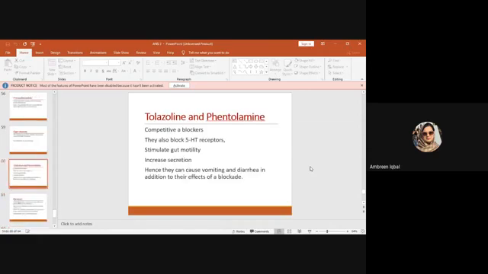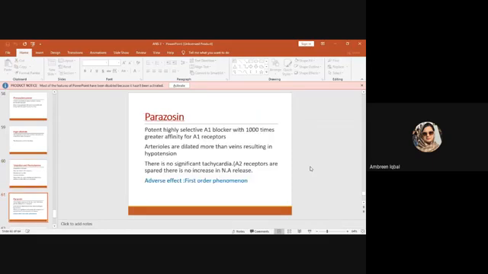Next, we are going to study something about tolazoline and phentolamine. They are competitive alpha blockers. They are also going to block 5-hydroxytryptamine receptors, meaning serotonin receptors. They stimulate the gut motility, they increase the secretions, and they can cause vomiting and diarrhea, in addition to other effects of alpha blockers. The next one is prazosin.